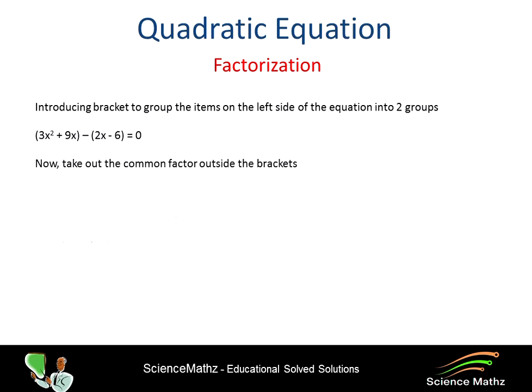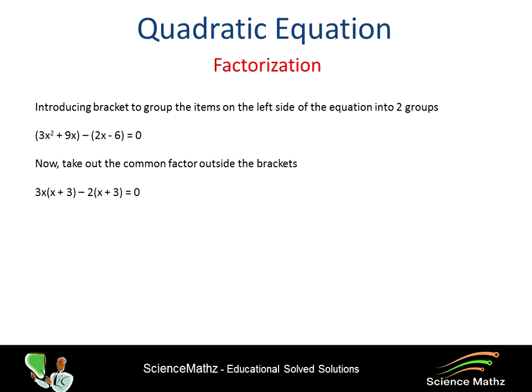Now what do we do? We take out the common factors outside the brackets. Looking at the first bracket, what is common to both terms is 3x. When you bring 3x out, it means 3x times x will give you 3x squared, and 3x times plus 3 will give you plus 9x. Now in the second bracket, what is common?